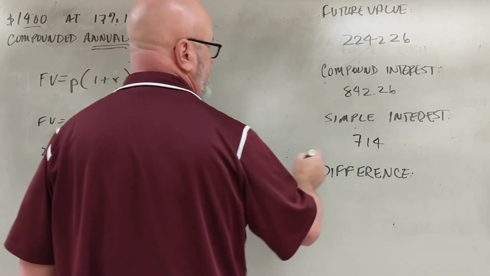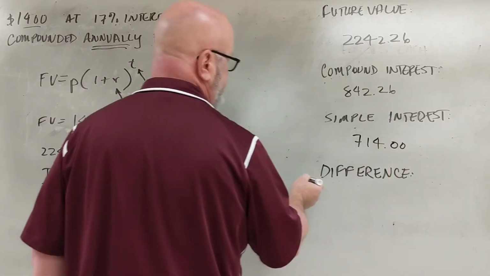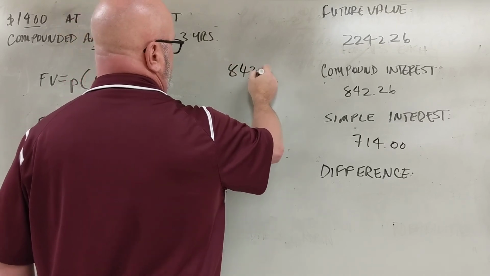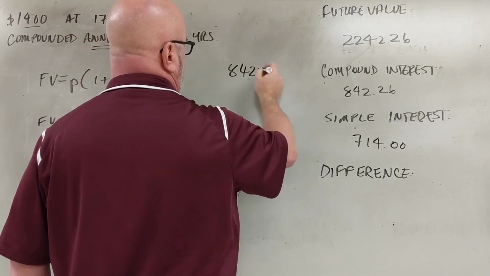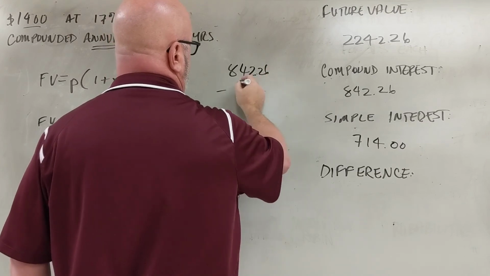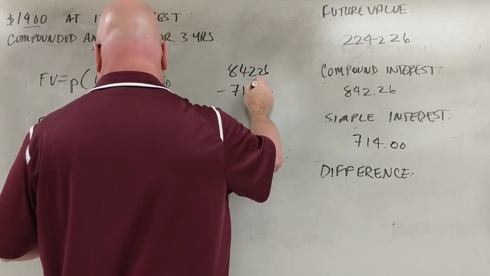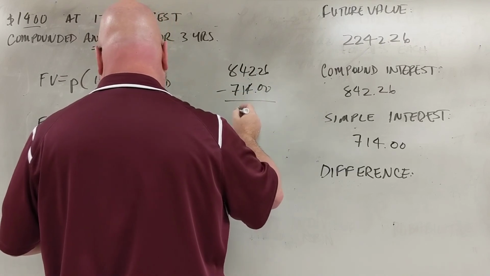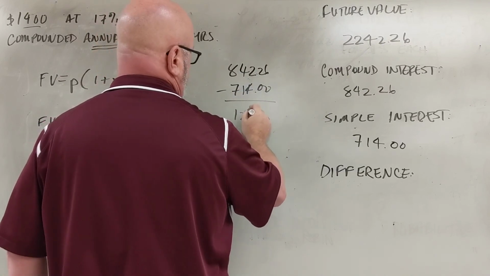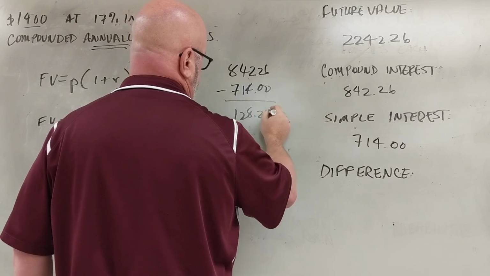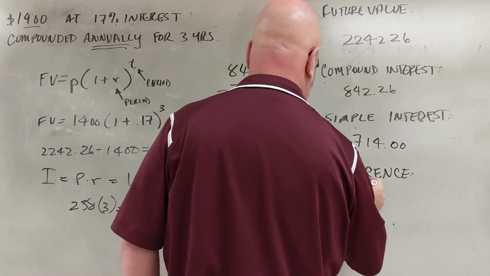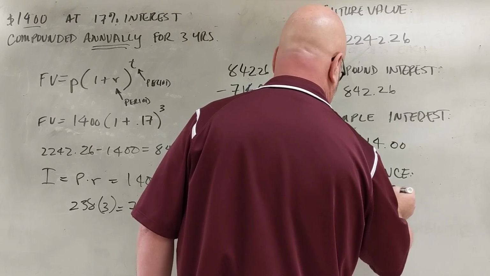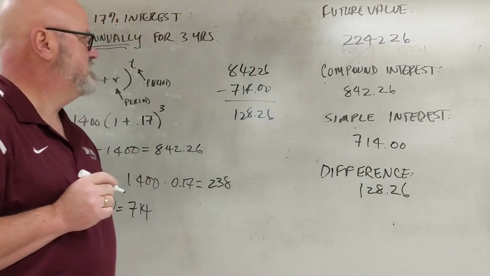And finally, we are asked the difference in the two. So to find the difference, 842.26 minus 714, and that gives us 128.26. So you get, there's $128.26 more interest when compounding it annually as opposed to simple interest.